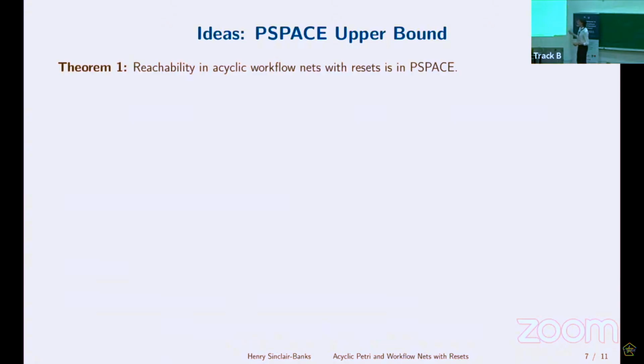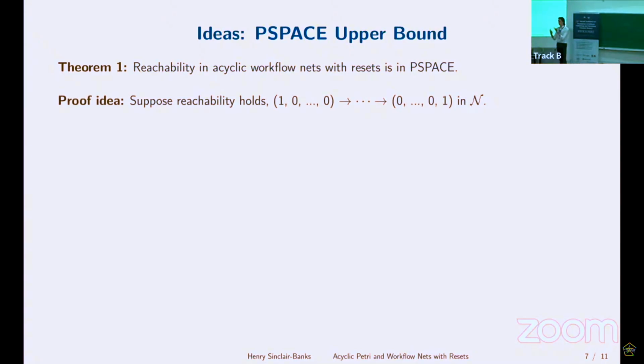So the first is for theorem 1, which is acyclic workflow nets with resets. The reachability problem is in PSPACE. So, okay, let's suppose reachability holds. Indeed, there'll be some initial marking. We'll suppose this one is like putting one token in the initial place, and we're aiming for reachability where we have one in the final place at the very end. We're going to ignore resets for a moment in the run. I'll explain why in just a moment.